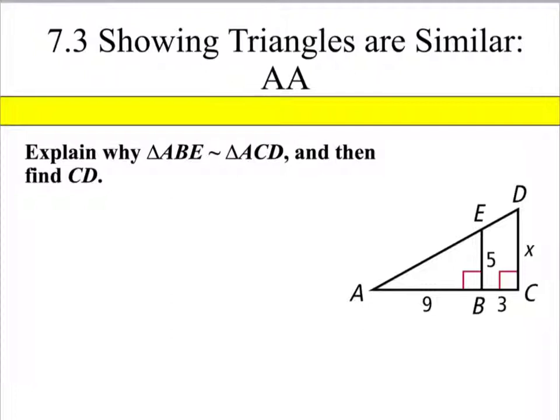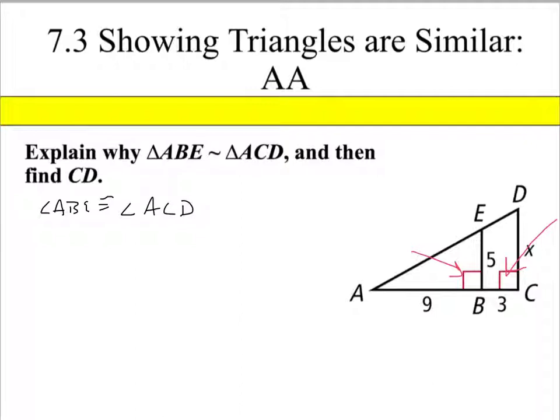Now, in this type of problem, it says explain why triangle ABE is similar to triangle ACD, and then find CD. So, when we are figuring out that triangle ABE and ACD, we know in this lesson we can prove two angles are congruent. So can we prove that in this? Absolutely. We know for a fact right off the bat that angle ABE is congruent to angle ACD. Notice my right angles here.